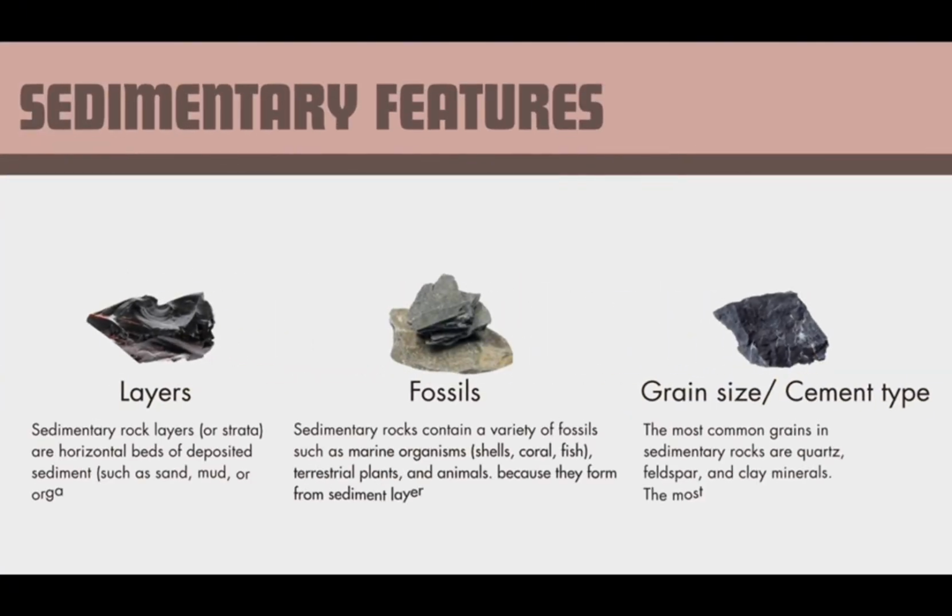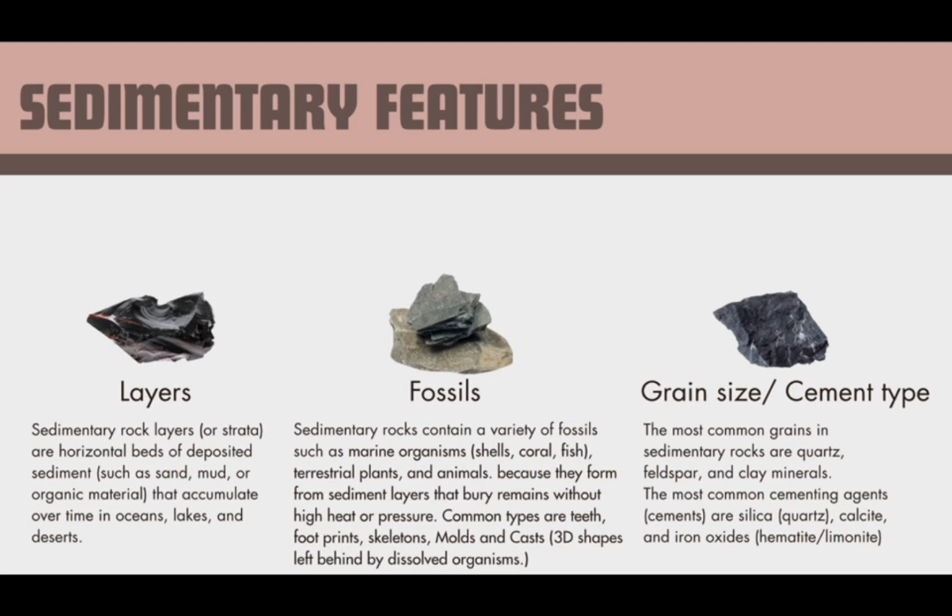Sedimentary features. Layers. Sedimentary rock layers are horizontal beds of deposited sediments, such as sand, mud, or organic material that accumulate over time in oceans, lakes, and deserts. Fossils. Sedimentary rocks contain a variety of fossils such as marine organisms, terrestrial plants, and animals, because they're formed from sediment layers that bury remains without high heat or pressure. Common types are teeth, footprints, skeletons, molds, and casts.